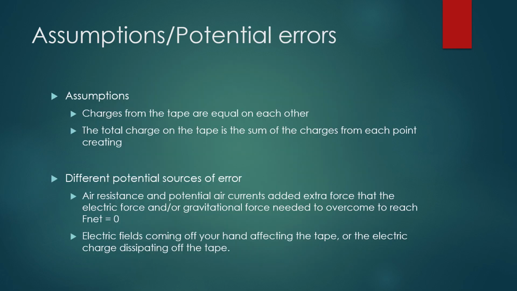Some assumptions are that the charges on the tape are equal to each other, and the total charge of the tape is the sum of the charges from each point that was created. Potential sources of error are air resistance and air currents adding extra force that the electric force and/or gravitational force needed to overcome to reach an F net of 0, and then electric fields coming off your hand affecting the tape, or the electric charge dissipating off the tape into your hand.